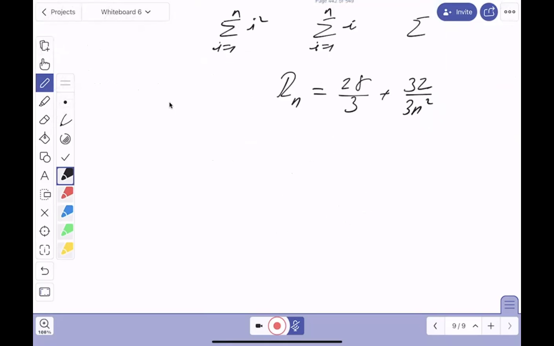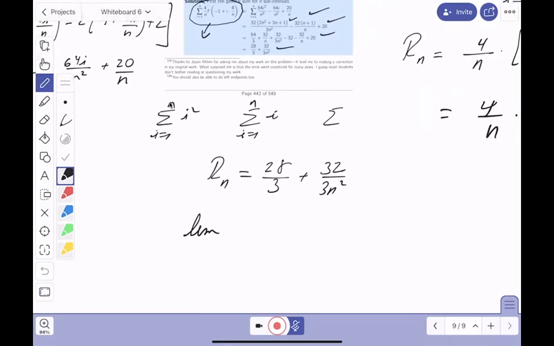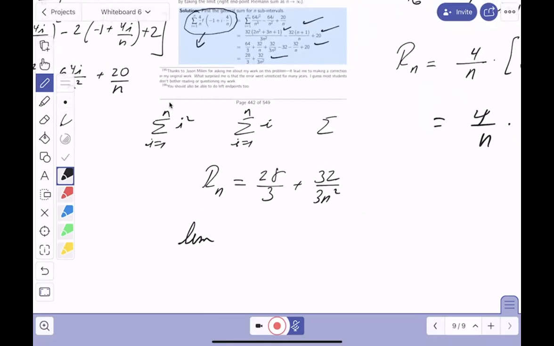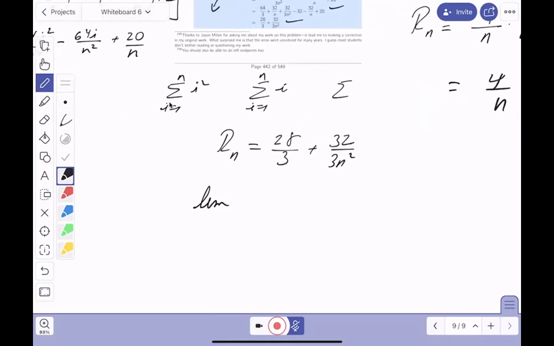Then you have to do the limit. Let me make sure they're going to do that. Oh, they didn't do it, I'm sorry. The limit as n goes to infinity of Rn. And what would that give me? 28/3. What is that going to give you? 3 goes into 28 nine times and 1/3. As we said, that's the area.